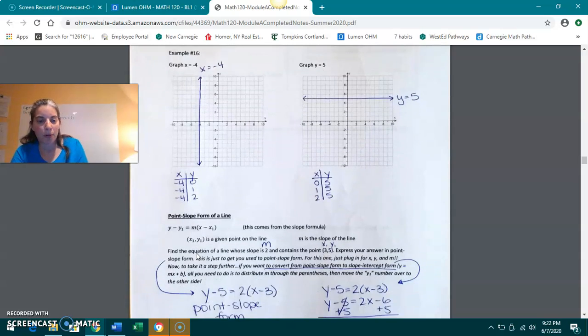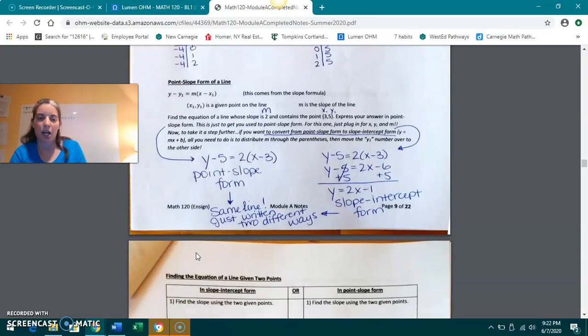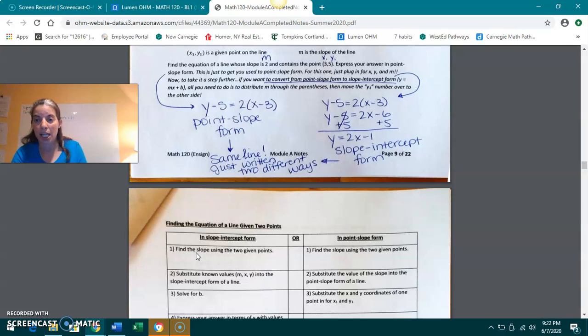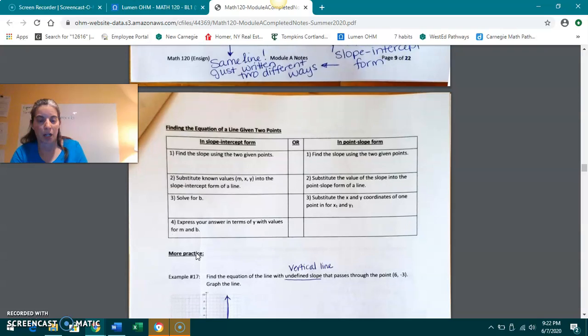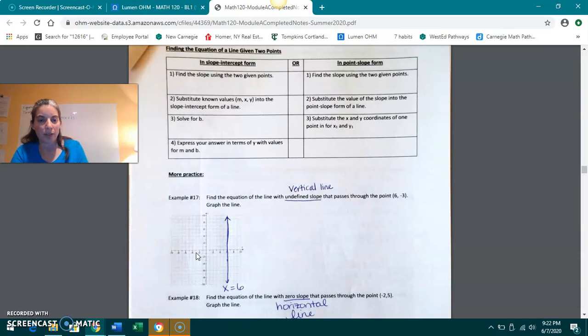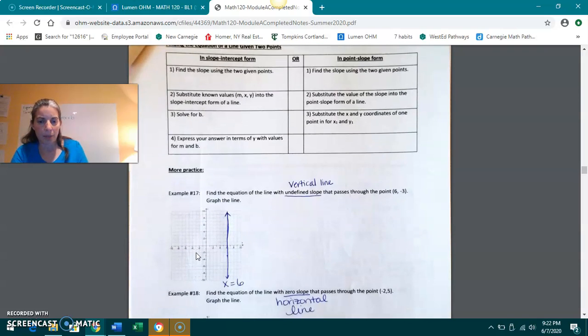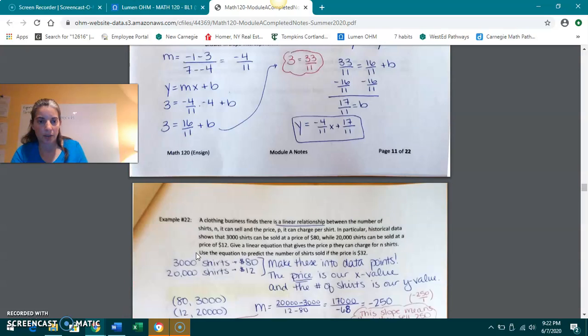All right, the next part about point slope form, I'm kind of going to let you read that on your own. But again, if you have any questions on it, jump onto Zoom or email me for sure. So let's go past these.